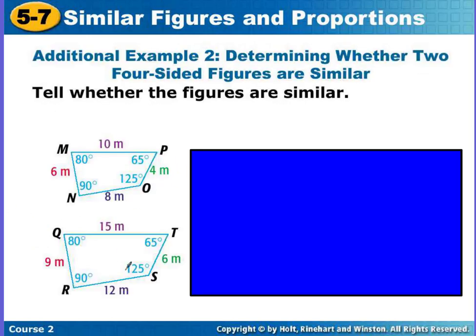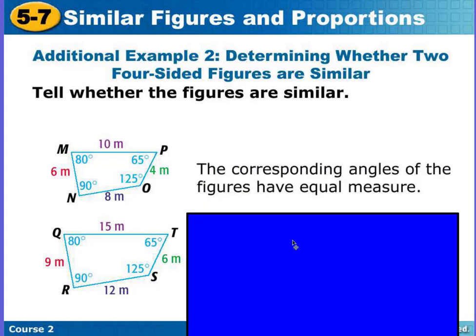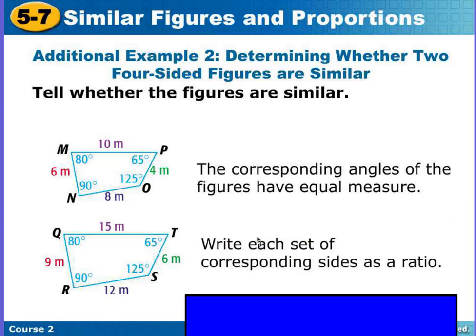We could use a 4-sided figure and do the same exact thing. So if we looked at this one right here, tell whether or not the figures are similar. So we go through our 4 characteristics. Are they the same shape? Yes, they are. Are they different sizes? Yes, they are. Are my corresponding angles all congruent? 80, 80, 90, 90, 65, 65, 125, 125. Yes, they are. And then are my sides proportional? That's the one that we got to look at. So we can say that the corresponding angles all have equal measures. What we need to find is, are the side lengths proportional?